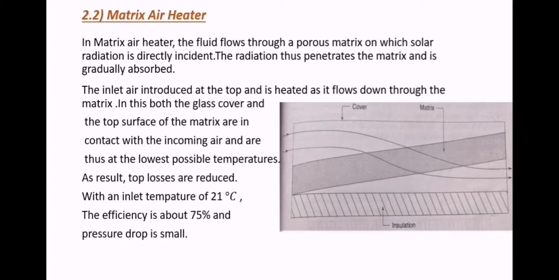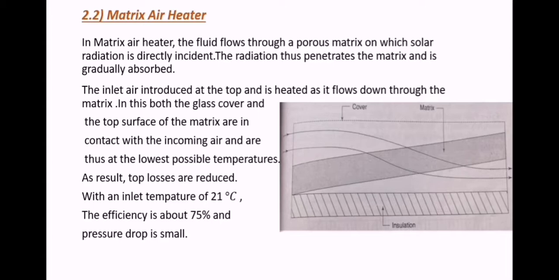This flow direction is preferred to the other possible arrangement, in which the air flows up through the matrix in the reverse manner. The reason is that in the first arrangement, both the glass cover and the top surface of the matrix are in contact with the incoming air and are thus at the lowest possible temperatures. As a result, top losses are reduced.